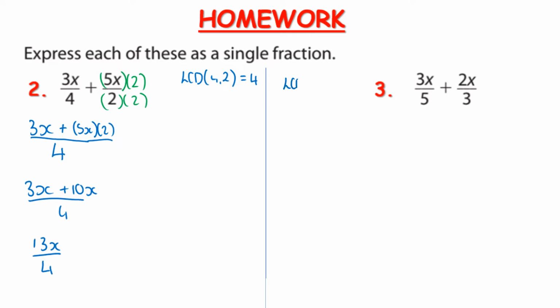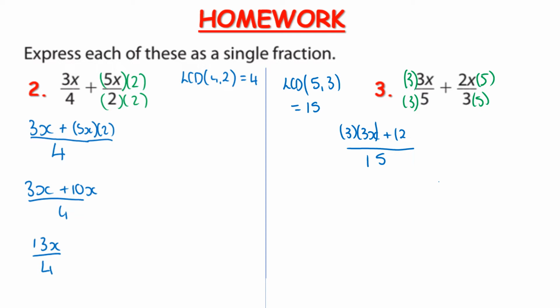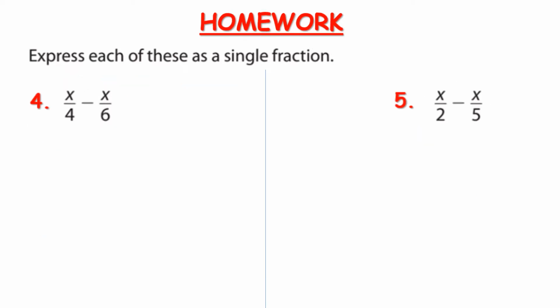So here let's find the lowest common denominator of 5 and 3, and that is 15. So multiply the top and the bottom here by 3, and the top and the bottom here by 5. We'll end up with this all over 15. 3 by 3x plus 2x by 5, which is 9x plus 10x all over 15, which is 19x over 15. And then we have some subtractions.